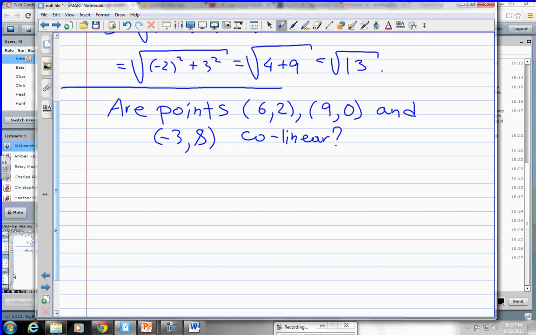Now there are two ways of doing that. There's a really easy way, because you already know that (6, 2) and (9, 0) form that original line that I wrote, right? So the only thing we really need to check is whether (-3, 8) satisfies that original equation. And if it does, then they're on the same line, right?